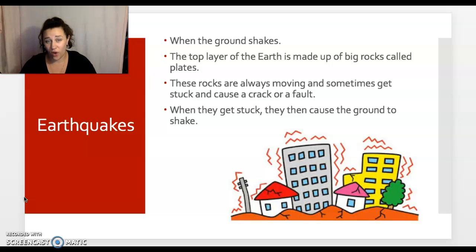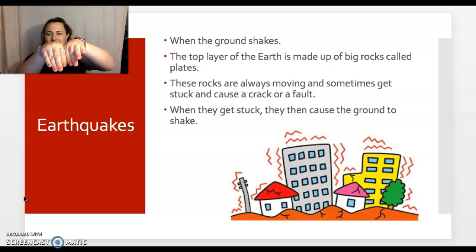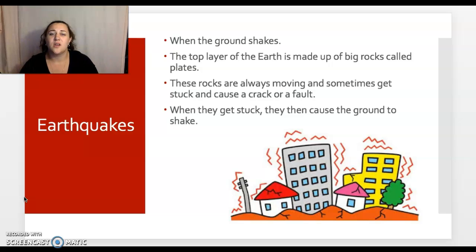So remember, we learned the word fault, and the word fault is just a crack in the earth's crust, the top layer of the earth. And those cracks then, when they get stuck, and they keep trying to move in the fault, then they cause the ground to shake. Because remember, think about it, when something is stuck, we keep going, eventually it's going to move, but it's shaking a little. You could see, I don't know if you could see, my hand is shaking a little as I move it. So that's what causes the ground to shake.